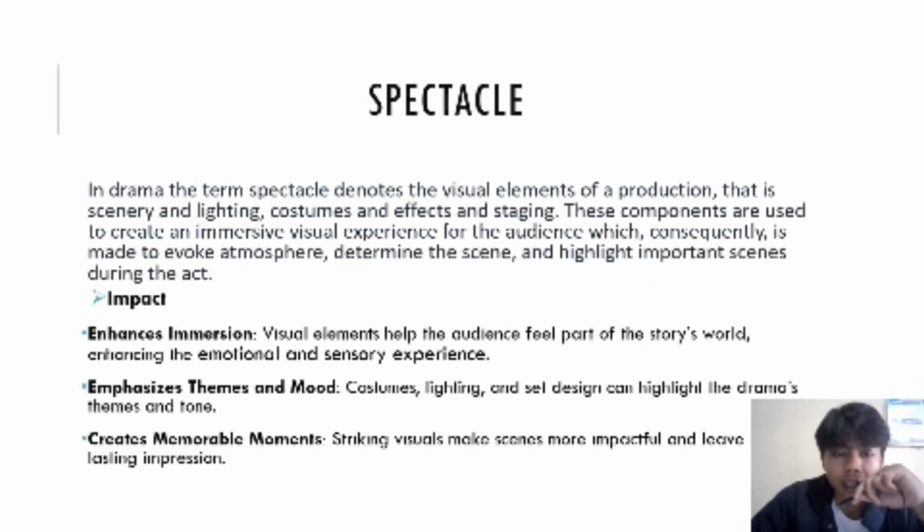Next one is spectacle. So guys, what is the meaning of spectacle? In drama, the term spectacle denotes the visual elements of a production, that is the scenery and lighting, costumes, and effects and staging. These components are used to create an immersive visual experience for the audience, which consequently is made to evoke atmosphere, determine the scene, and highlight important scenes during the act.